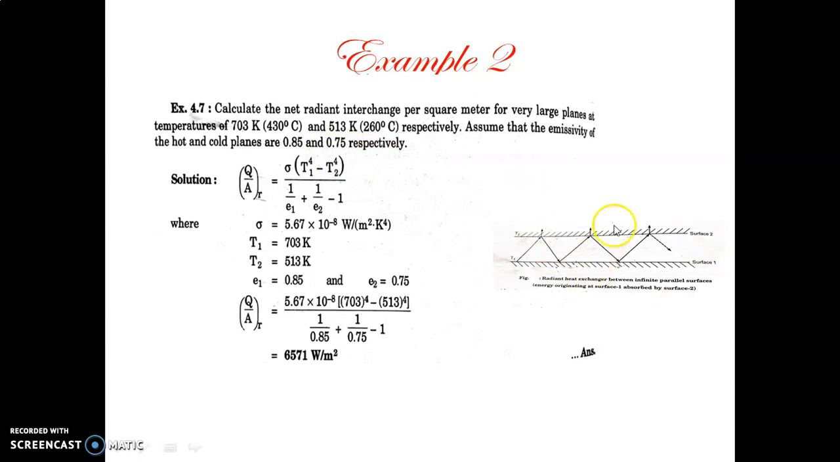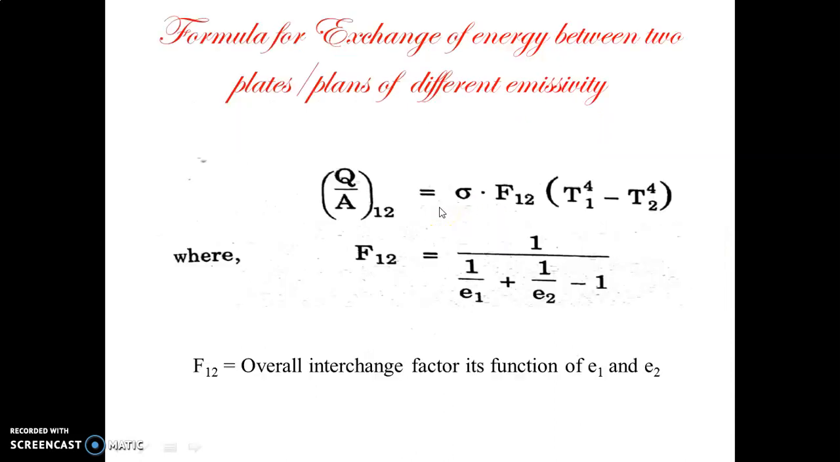So for this situation, we have to calculate the net radiant interchange energy, or radiant energy per square meter, for very large planes. The length of this plane is not given in this problem. Sometimes in some problems it may be given, and at that time you have to calculate the area. But in this problem the length is not given, only that it is a large plane. So you have to use the previous formula.